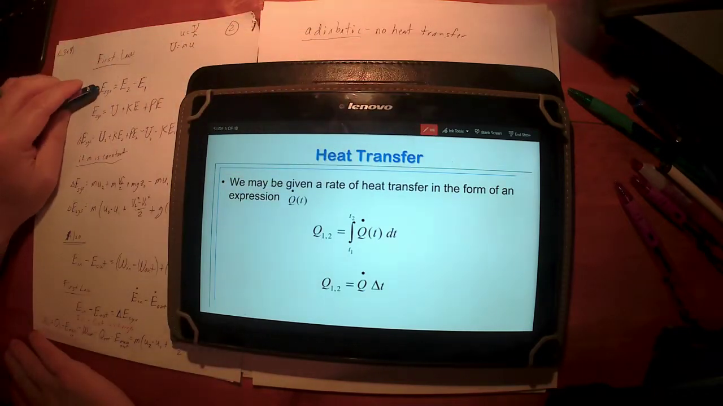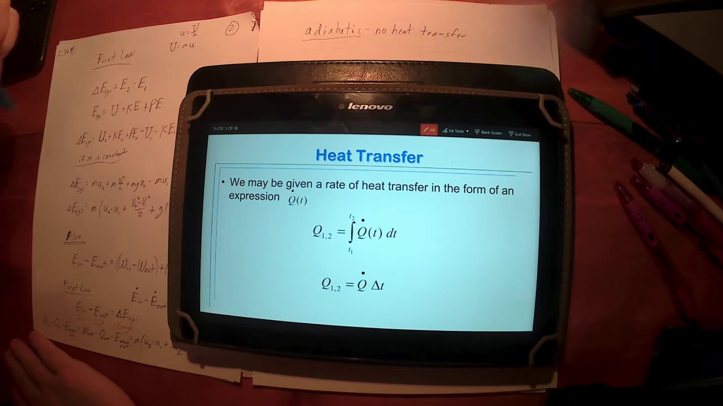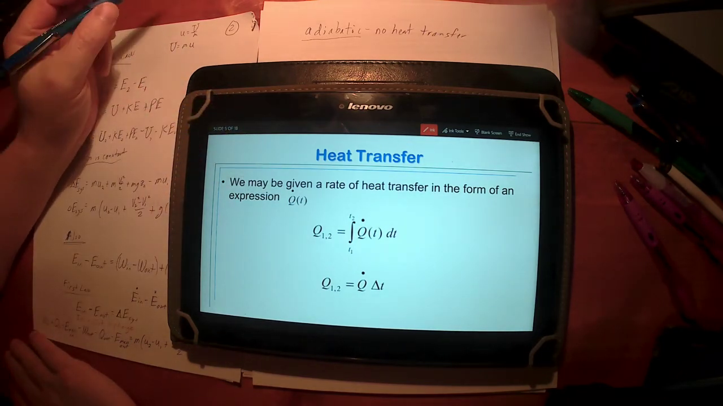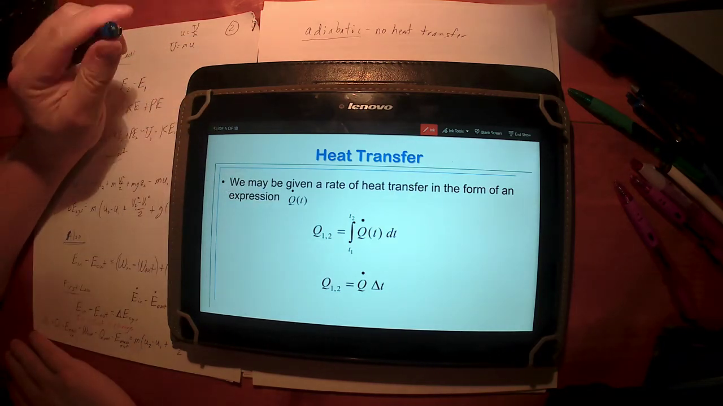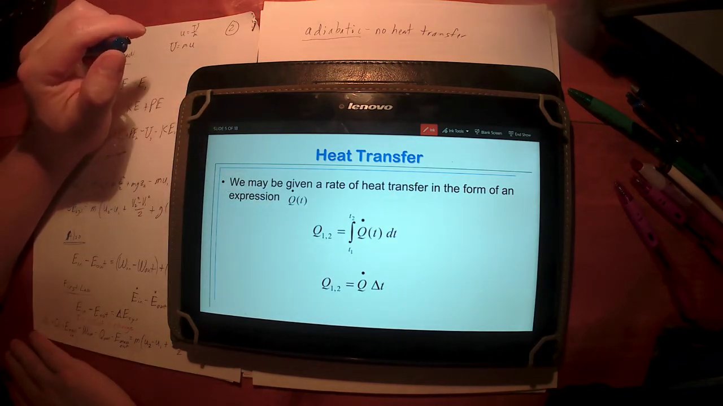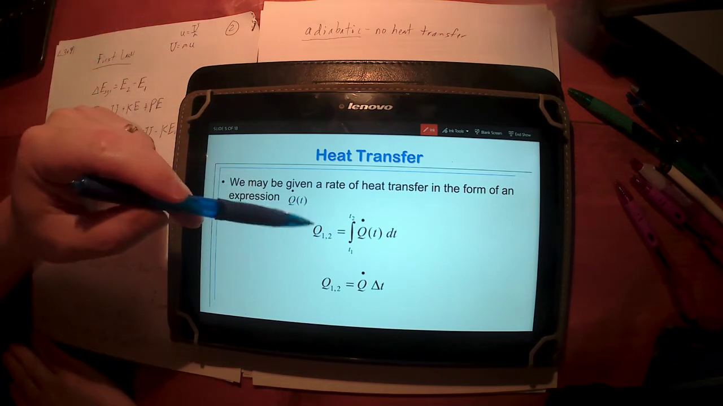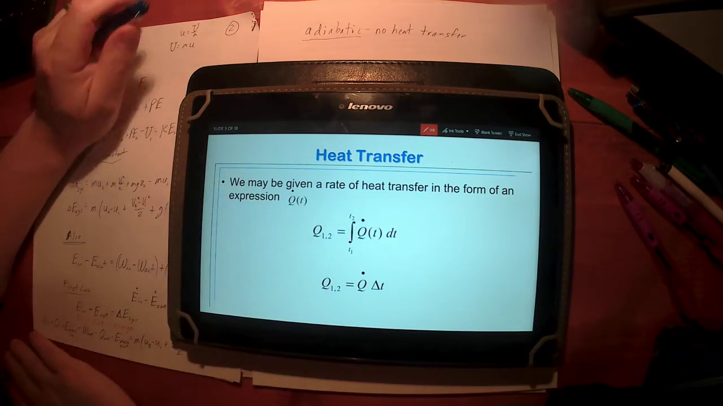So in this slide here, it's just like we saw earlier. If I put a dot above a variable, that means that variable is being measured per unit time. That's a rate. So if they give me Q dot, they're telling me the rate at which heat is being moved. To find the total amount of Q, I just need to integrate that Q dot, that rate, with respect to time.